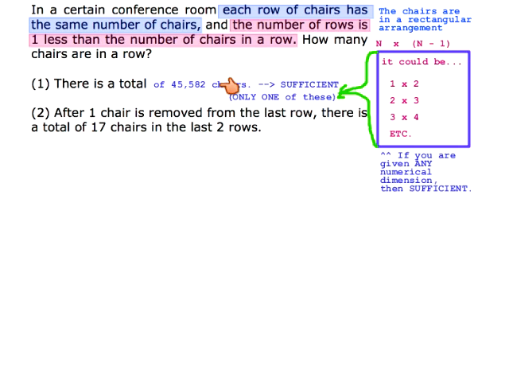Okay. Smiley. And then after one chair is removed from the last row, well, this means that if you don't remove that chair, then there are 18 chairs in 2 rows, which means there are 9 chairs per row, and so that's sufficient. In fact, you don't even need to do this much reasoning, because as soon as you see this, you can be like, aha, they're telling me how many chairs are in a row. So if this was, instead of 17, like 285 or something, then you'd still be, boom, sufficient, because you know how many chairs are in a row. And then it's going to be one of these again.